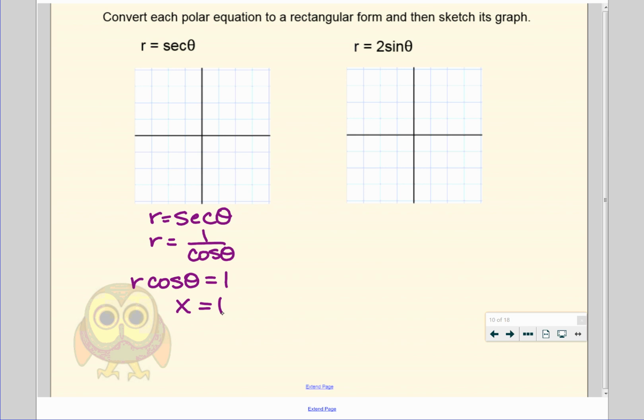What is that the equation of? A line. What kind of line? Vertical line. If it's x equals, right? If it's y equals, it's horizontal. So that's all you have to do is draw a vertical line at 1. For that one.